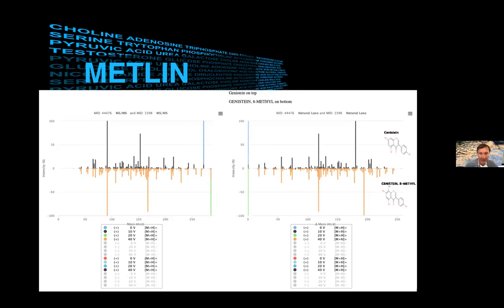Here's a couple of different examples. This is a genistein and methylgenistein molecule. On the left you have the MS/MS data, and on the right you have the neutral loss data. Again, this is a nice example where there appears to be much more overlap in the neutral loss data than in the MS/MS data.